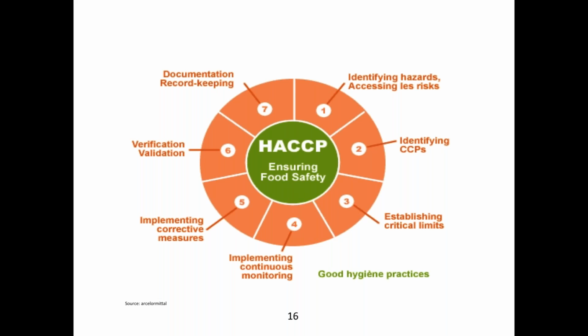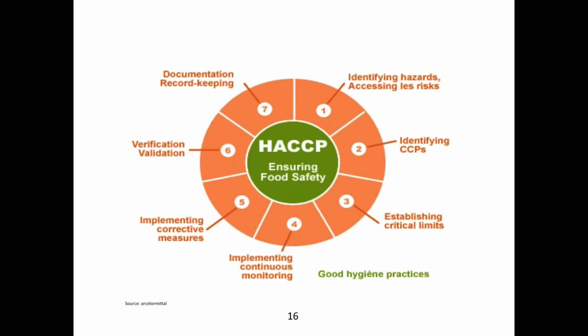Once we've identified what those CCPs are, we establish our critical limits. Remember, we talk about these limits in general as a range, but they need to be specified in your plan as one particular number, either a minimum or a maximum. For instance, if we're talking about temperature, we don't want to go above 41 degrees Fahrenheit when we're processing meat, poultry, and other foods.